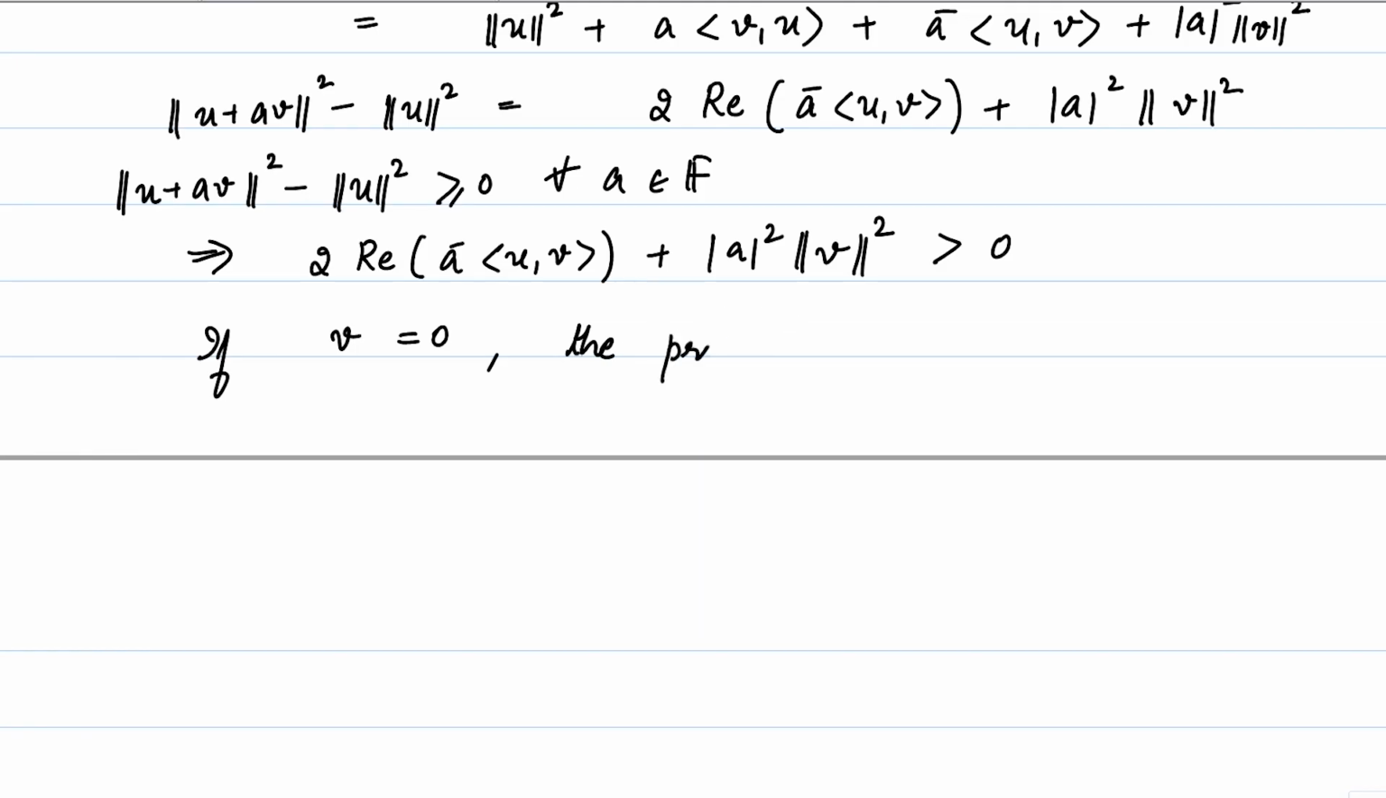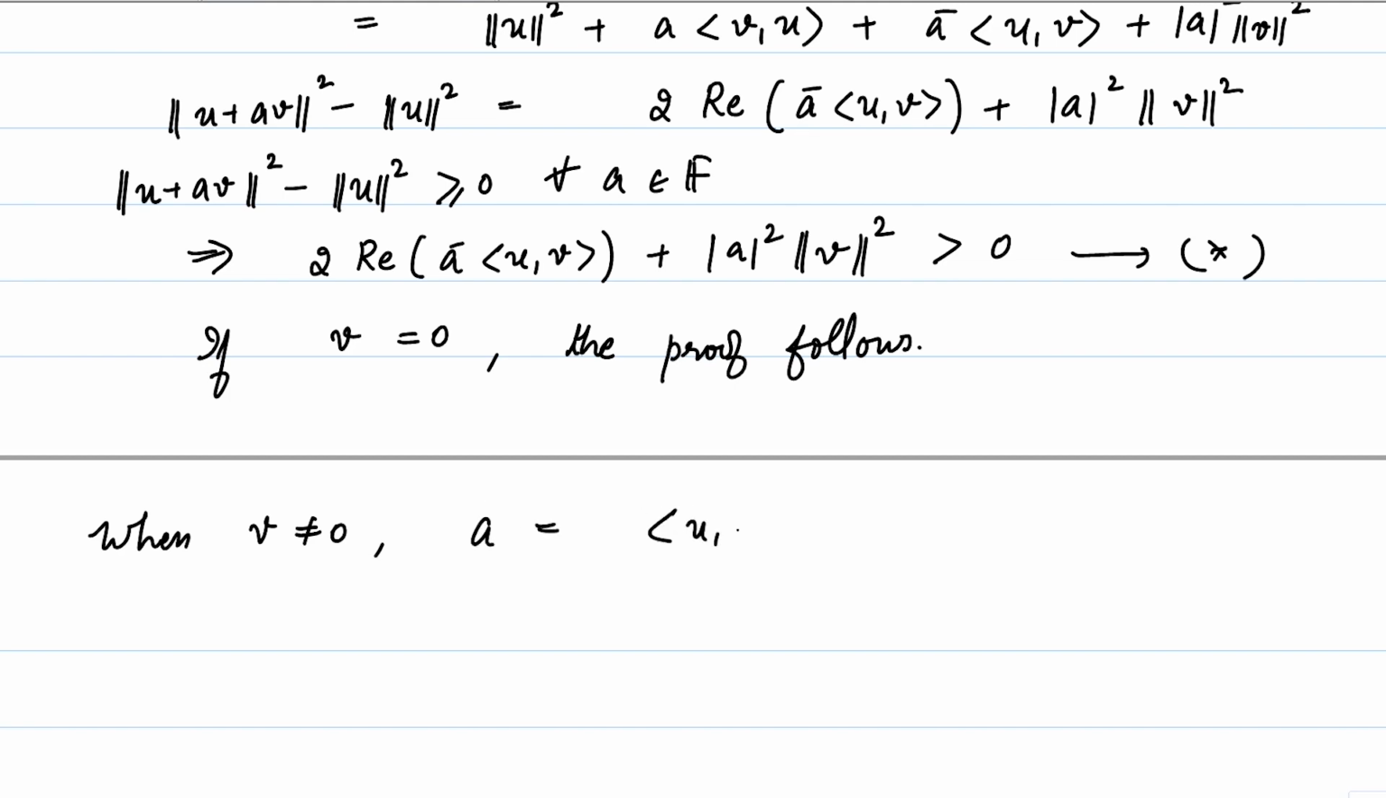The proof follows. So we may assume without loss of generality that v is not equal to 0. So when v is not equal to 0, let's pick a very special A. This is after all satisfied, the star is satisfied for all A in F. So let's pick A to be equal to the inner product of u with v by the length of v square. Let's pick this particular scalar and let's see what happens.